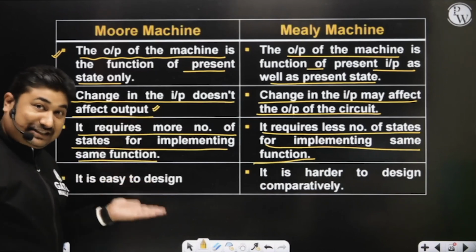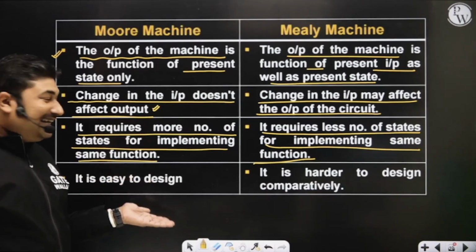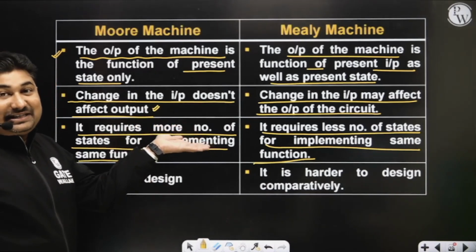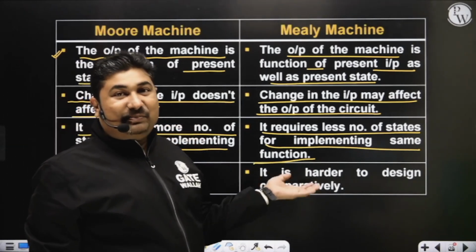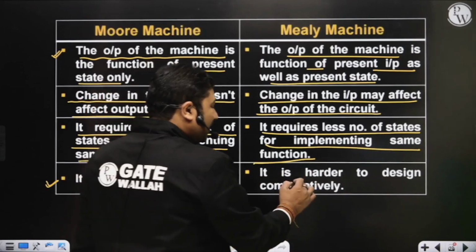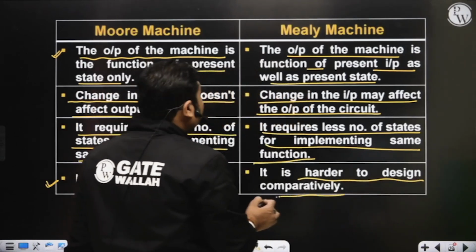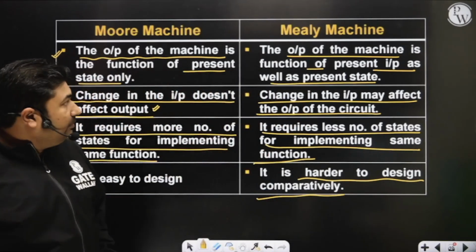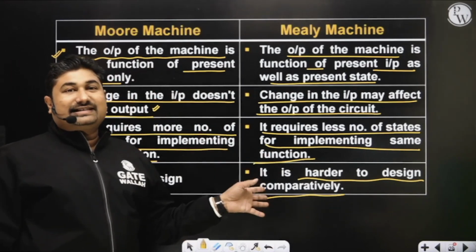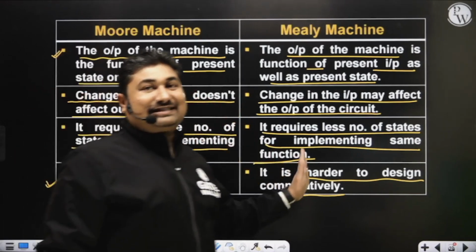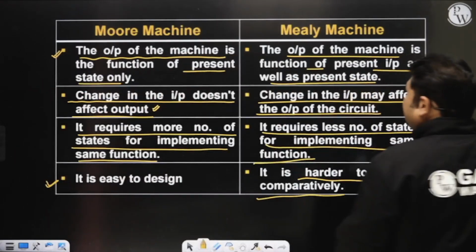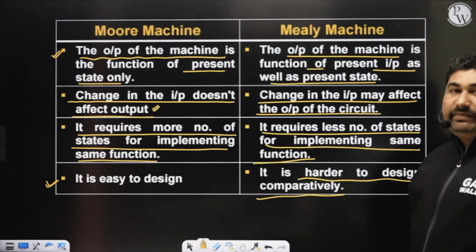So because it is easy to design, it is taking more cost. Okay. And if we talk about Mealy, it is complex to design, harder to design comparative to the Moore model. So you can say its cost is lower, and the number of flip-flops needed will be less as the number of states are less. So these are the basic differences between the Moore and Mealy machine.